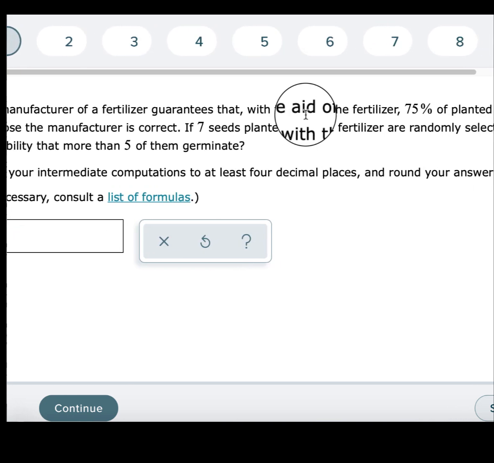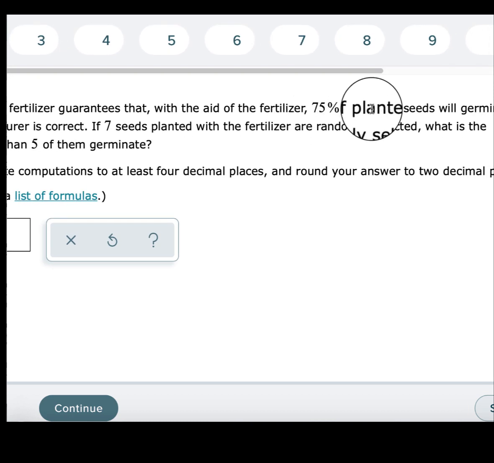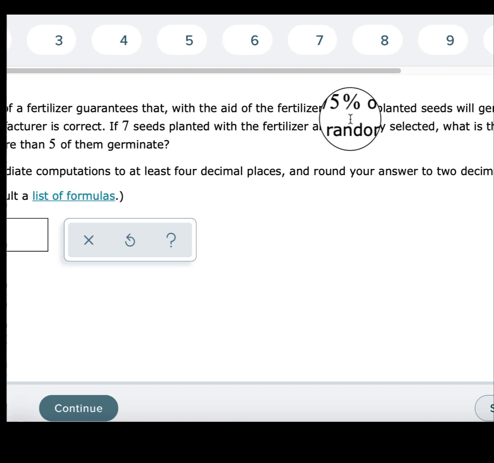In this example, they tell us that we have a 75% success rate for seeds germinating. Not germinating would be 25%. So we have two choices. We're assuming that on each seed that's planted, the chance that that particular seed will sprout is 75%. And so I'm going to open up a spinner game to give an example of exactly what that would mean.